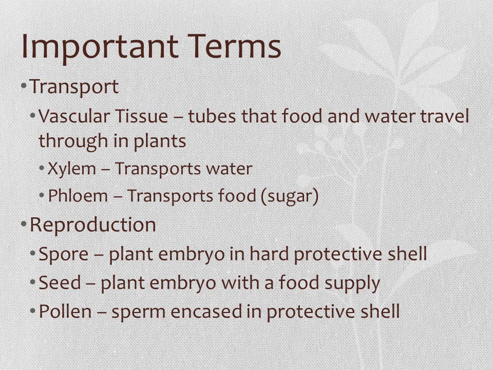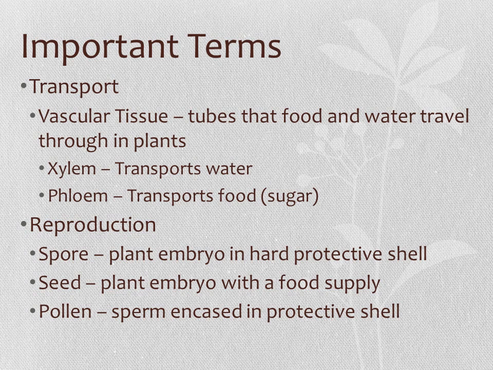A couple things with reproduction in plants that we want to be clear on is there's spores, seeds, and pollen. So plants will either have spores or seeds, and there's just a little bit of difference between those. Spores are plant embryos that are in a hard protective shell, like a casing, and then seeds are another way that plants can have their embryo, and when they have a seed, the embryo has a food supply with it.